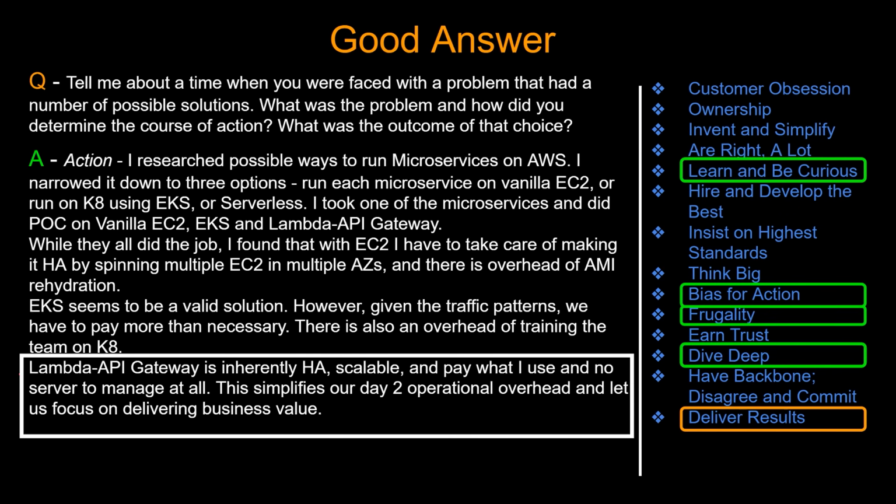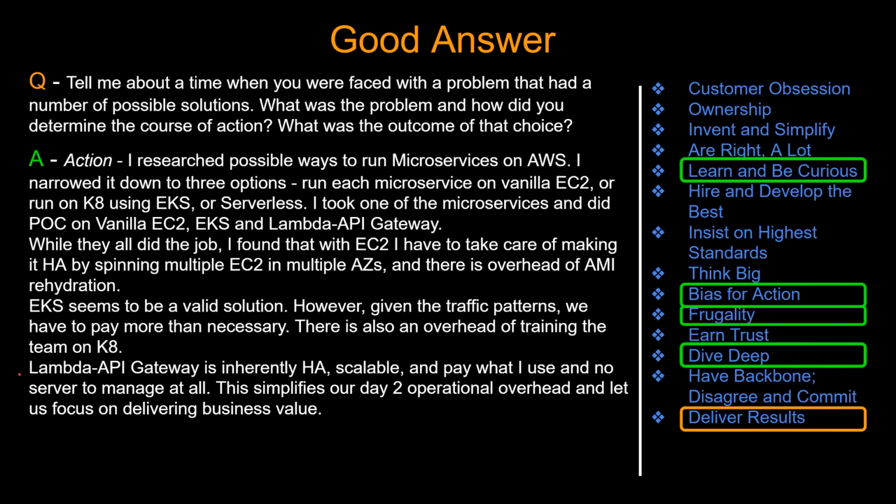Lambda API Gateway is inherently highly available, scalable, pay for what I use, and no servers to manage at all. This simplifies our day 2 operational overhead and lets us focus on delivering business value. So this proves that you were not just trying to migrate, but you were also looking at simplifying the solution. Because you mentioned that this simplifies our day 2 operational overhead and some of the advantages of Lambda API Gateway, you gain some points on the invent and simplify LP.